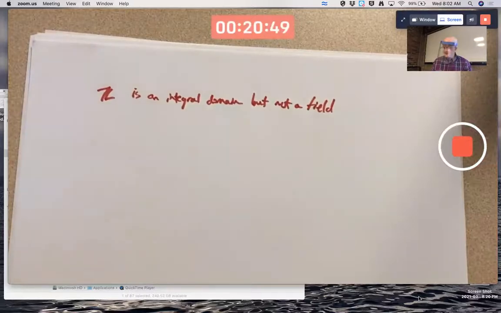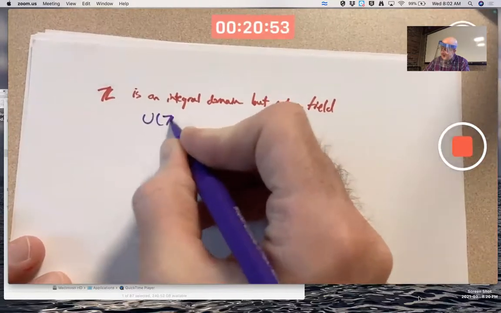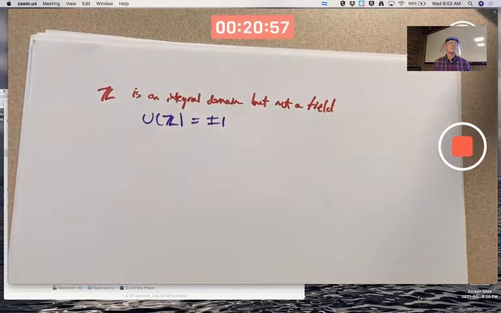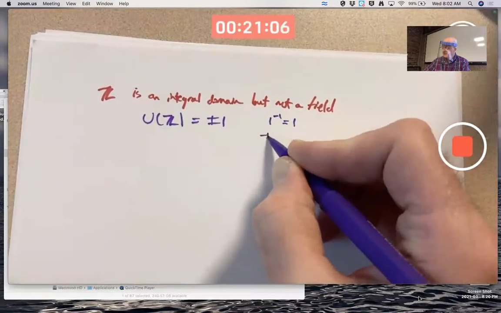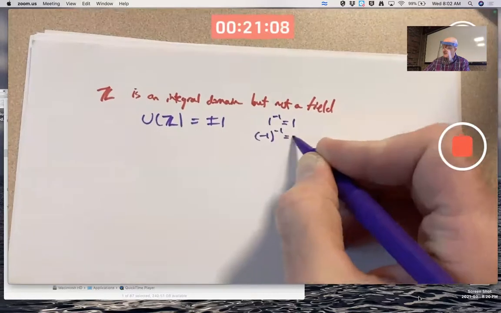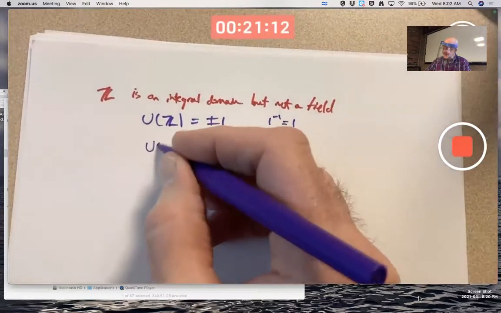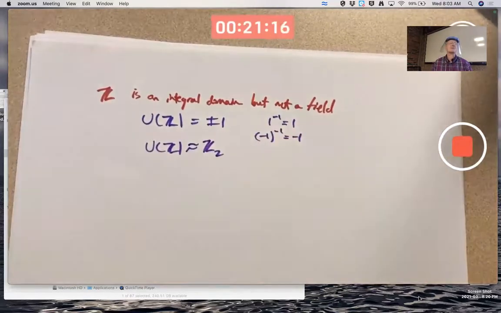The only units of Z are plus or minus 1, right? Those are the only things with multiplicative inverses. The multiplicative inverse of 1 is itself, and the multiplicative inverse of -1 is itself. The group of units of Z is isomorphic to Z2. Interesting.